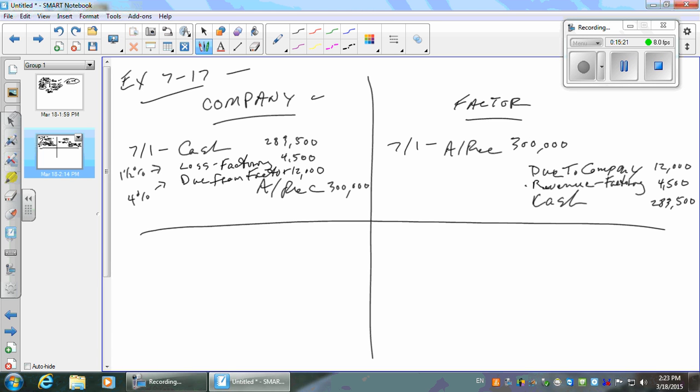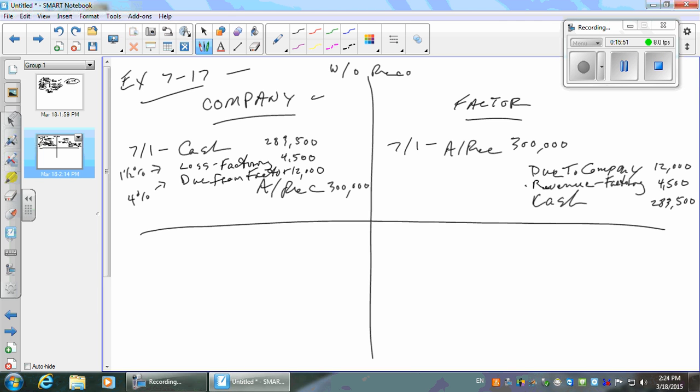They want you to prepare the journal entry on July 1st, 2014 for JFK Corp. to record the sales of receivables without recourse, and then to prepare the journal entry on July 1st, 2014 for LBJ. Okay. So this is what, with recourse or without recourse? No. Without recourse.